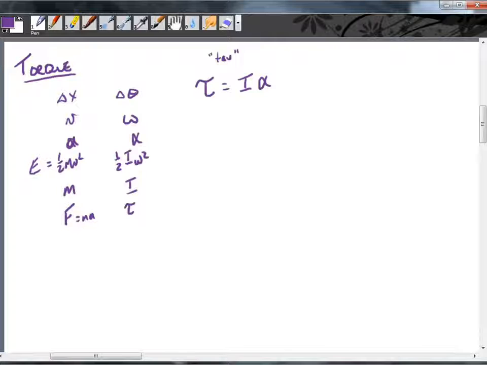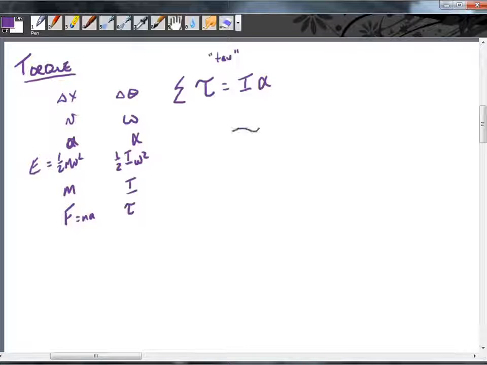Newton's first law of inertia applies because this winds up being a net torque. The sum of your torques is your I alpha. It's the same thing as the sum of your forces equals your net force. It's the same idea.